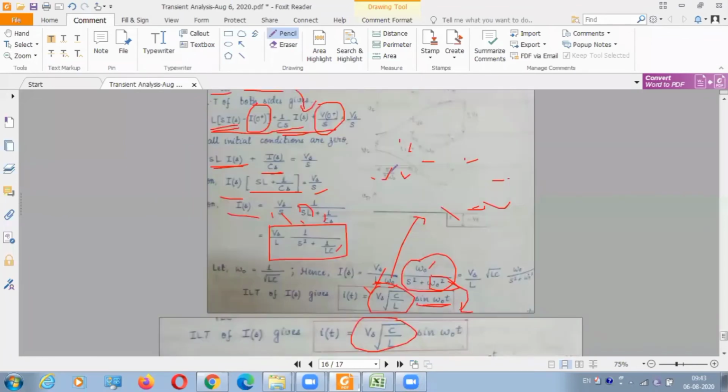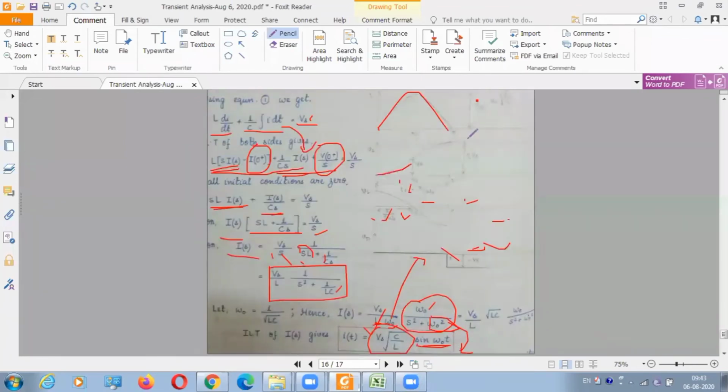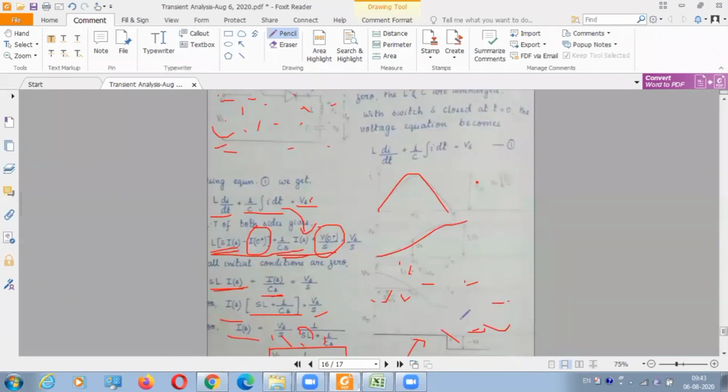So capacitor charges from Vs to how much? 2 Vs, following a cosine function. So from this I will tell you one conclusion. Capacitor can charge up to maximum value of 2 Vs, or the difference in charge is 2 Vs over here. Difference in charge over here is 2 Vs.